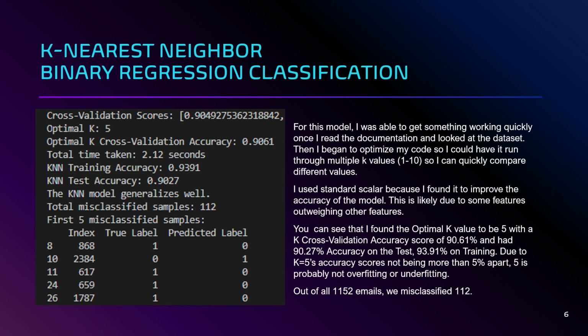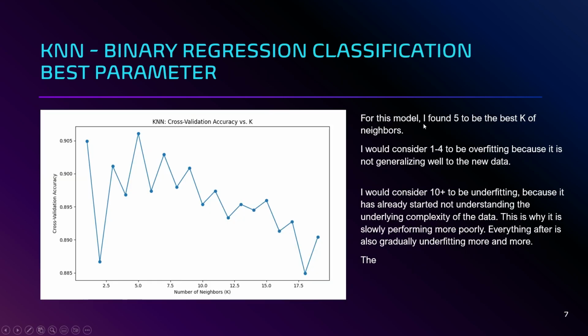But out of all 1,152, we misclassified 112, which is quite a bit. So, like I said, 1 to 4 is probably overfitting. It hits a sweet spot, and then it gradually starts to underfit, and it just continues to underfit.